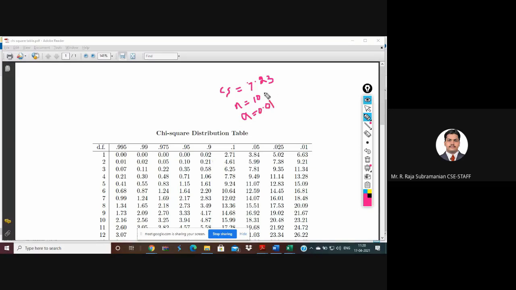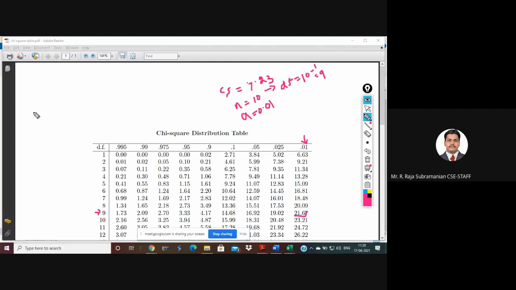Now what is the degrees of freedom here? If n is equal to 10, then n minus 1 is 9. Degrees of freedom is n minus 1, that is 10 minus 1, which is 9. So for the degrees of freedom 9, and my significance level 0.01, you search in this line and I am getting a value like 21.67.